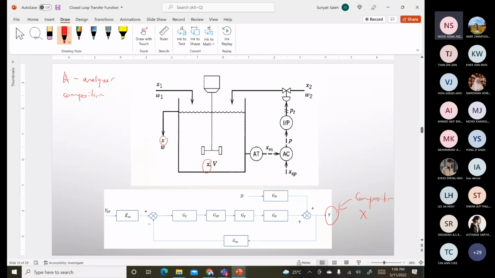So in this case, we can see that first you have the AT. A is the analyzer, T is your transmitter. And then you have the AC, C the same, analyzer controller. After the transmitter, you get the controller. And then here the problem, you have the IP. So what is the IP actually? IP is sometimes we call it a transducer.